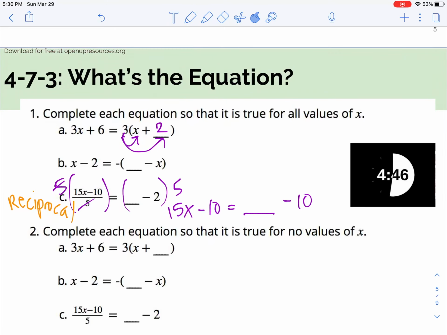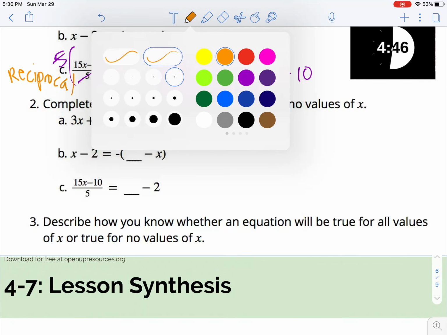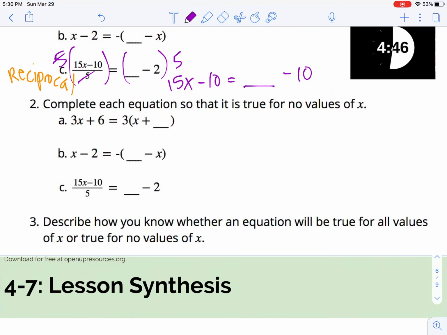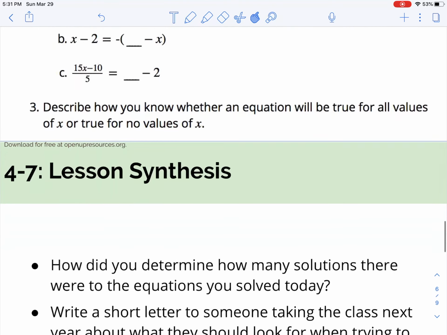Okay. Complete each equation so that it is true for no values of x. Okay, so really you can just write whatever you want here as long as it's not the same as the other equation. So like 3x plus 6. So it's going to be 3x, right? But you can make this number something else. So like 3 times what is not 6? So I could say, what about 1? 3 times 1 is 3, right? It's not 6, so that's going to give you a different value, which is what they're asking you to do. So then you're going to do the same thing for B and C, where you're going to just put in something to make it not true, which should be a lot easier than having to figure out how to make it actually true, if that makes sense.